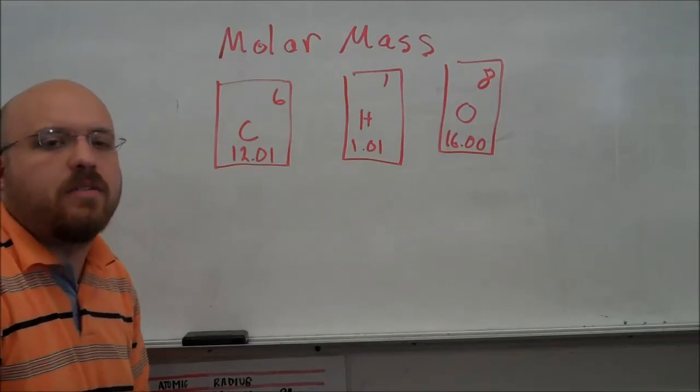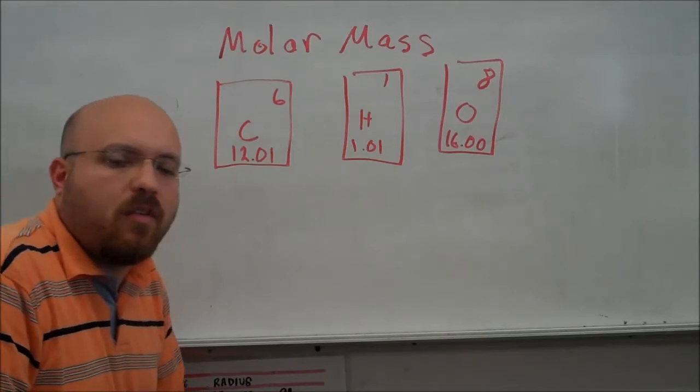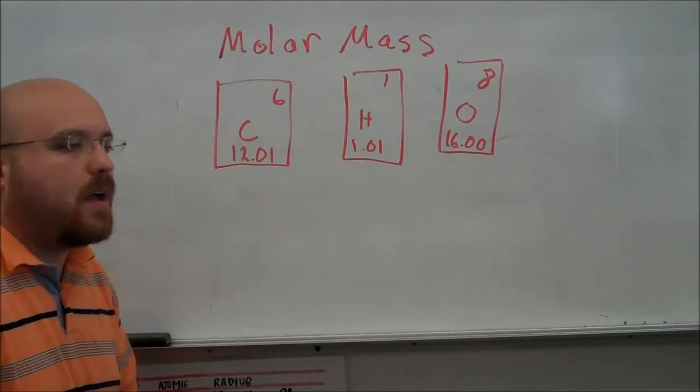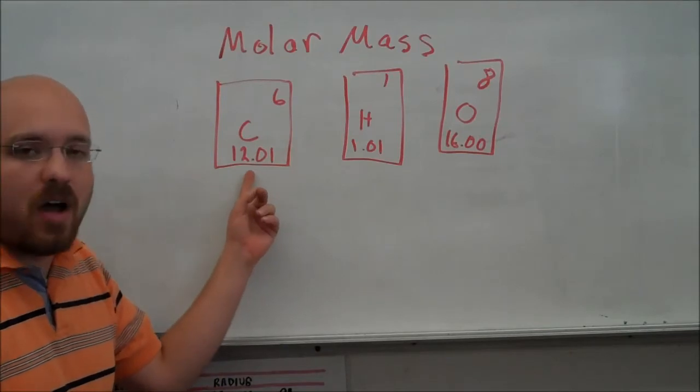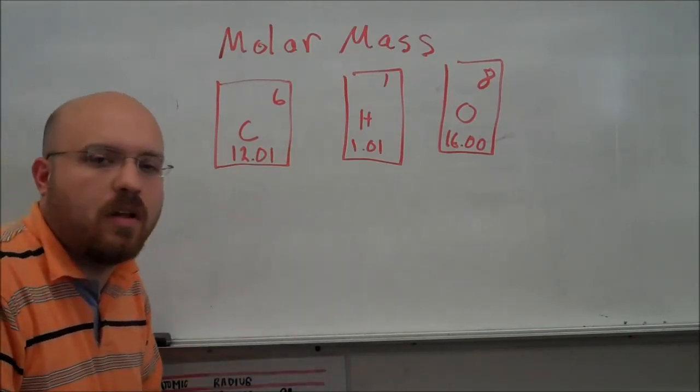Today we're going to talk about a new concept called molar mass. Now, if you remember, we have already talked about atomic mass that you can find on the periodic table. And atomic mass is generally found towards the bottom of the square on the periodic table. In this case for carbon, it's 12.01.